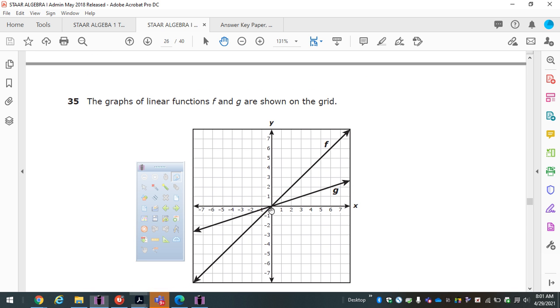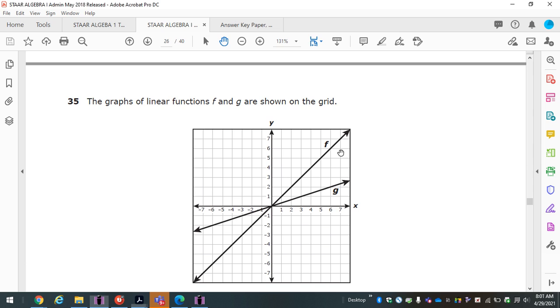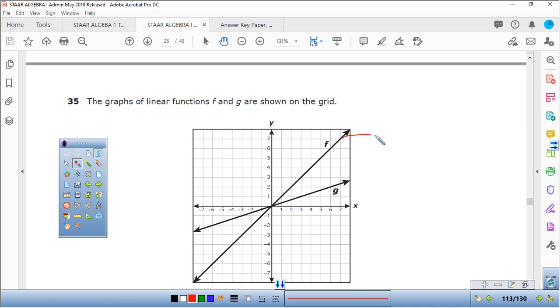I haven't even read the question. That's probably going to be your answer. Oh, no. Okay, let's see what we have here. The graphs of the linear functions f and g are shown on the grid. F, guys, is the parent function. You can see it just goes through the corners. That's the parent function right here, and that's going to be y equals x, or f of x equals x.